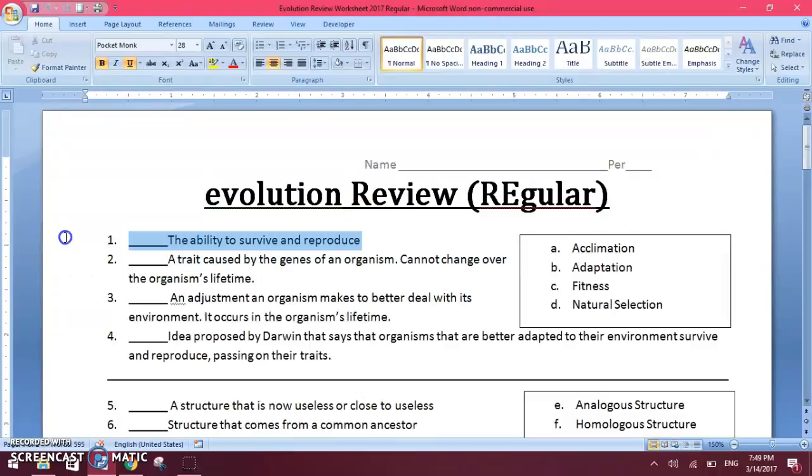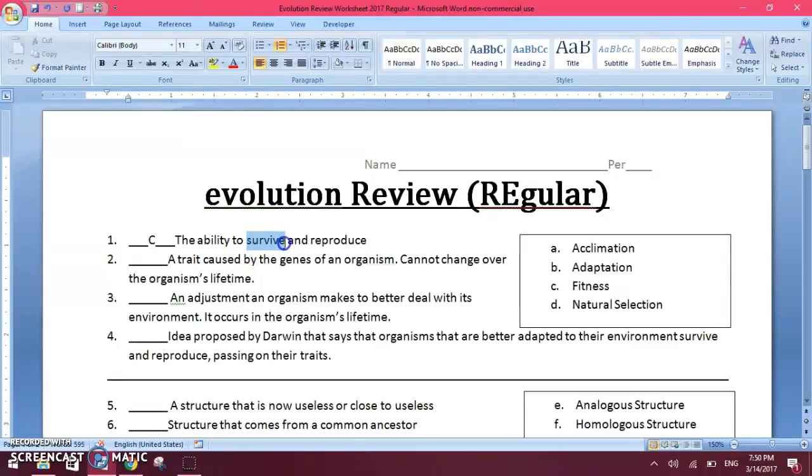Alright, so number one here, the ability to survive and reproduce. That is fitness. Okay, so letter C. So for one, you should have written C. All right. So Darwin talks about those individuals that are the fittest end up surviving. We talk about how fittest doesn't mean the strongest. Okay, because sometimes being strong or being fast doesn't help you. You got to be able to camouflage. You got to be able to survive diseases. So being the fittest is really important. And basically it's the ability to survive and reproduce.